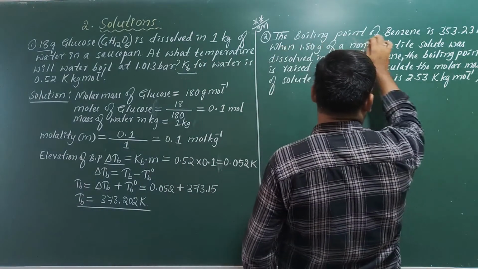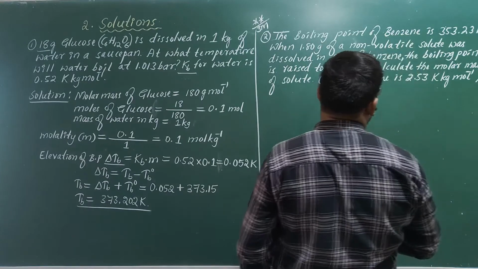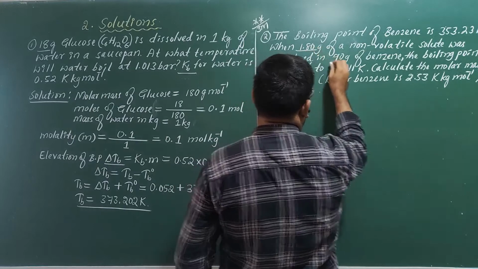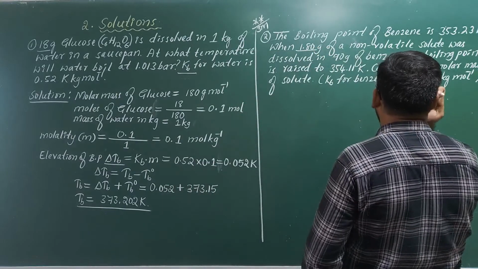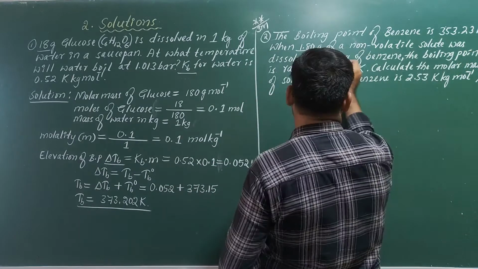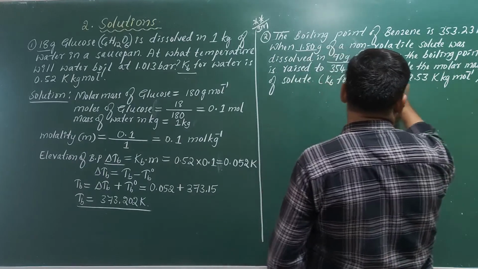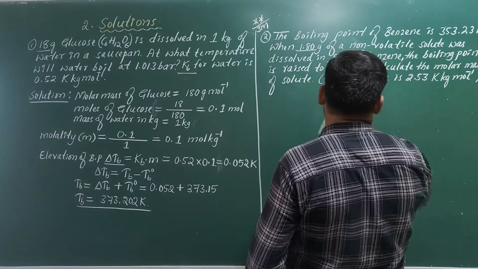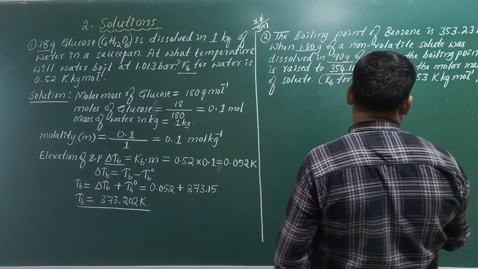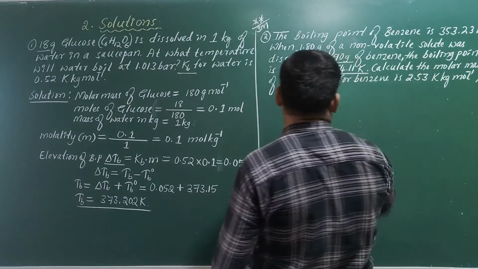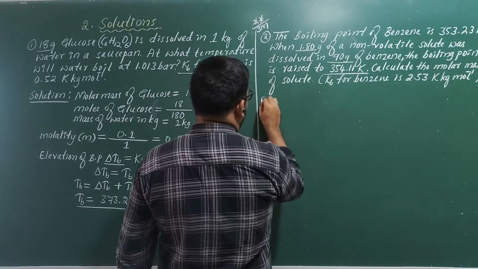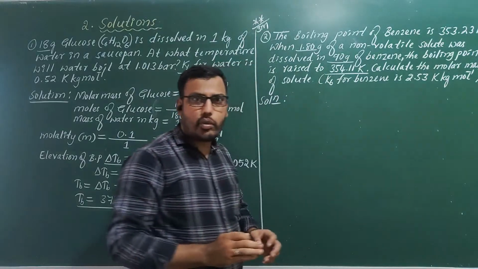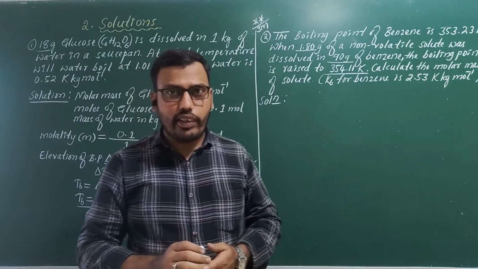The boiling point of benzene is 353.23 Kelvin. When 1.80 gram of a non-volatile solute was dissolved in 90 gram of benzene, the boiling point is raised to 354.11 Kelvin. Calculate the molar mass of the solute. Okay, these problems are very simple, but you have to understand. So what is the data given first?